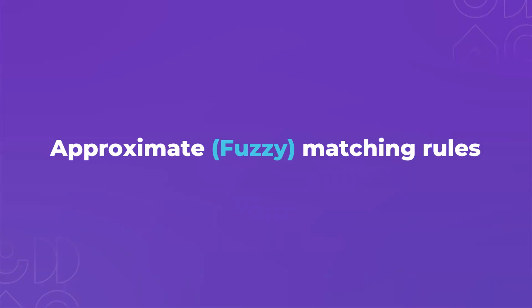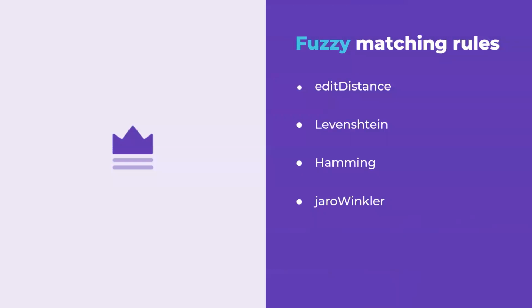So when we are talking about approximate or fuzzy matching rules, we're talking about matching criteria where we're not looking for exact matches, but we're actually setting up differences within a threshold that we are comfortable with. The four fuzzy matching rules we'll be discussing today are edit distance, Levenshtein, Hamming, and Jaro-Winkler.